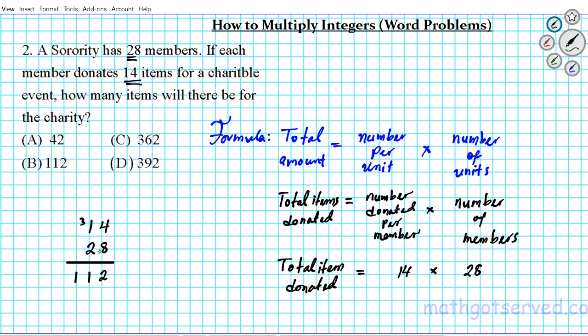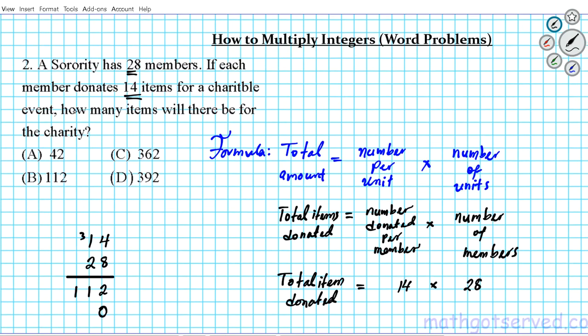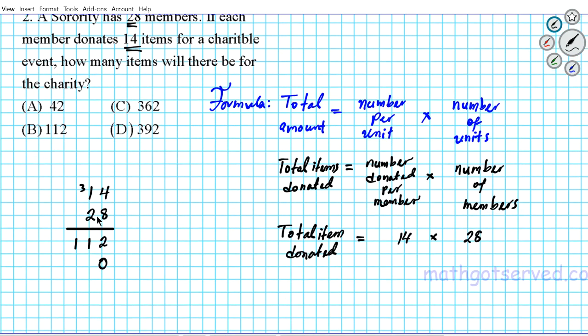Okay, now we're going to advance to 2. If you notice, 2 is in the tens place. So we're going to put a 0 here in the ones place to make sure that what we're multiplying lines up perfectly. So we now have 2 times 4, which is 8. And then 2 times 1 is 2. See how it lines up perfectly.